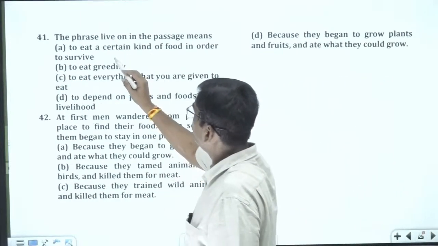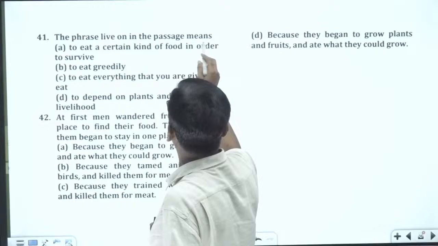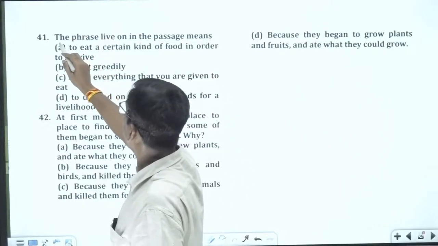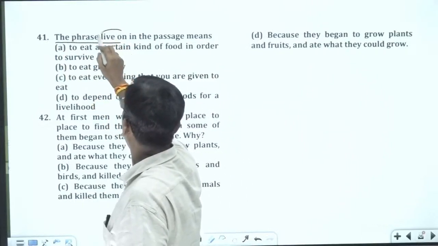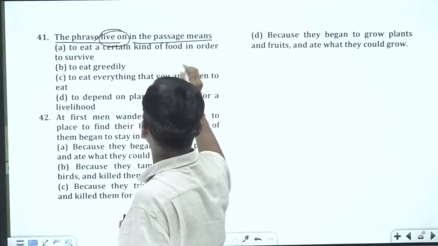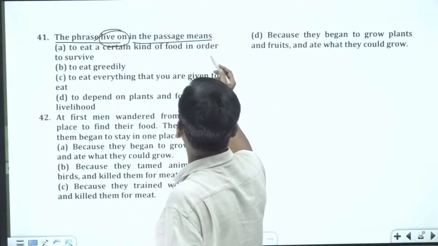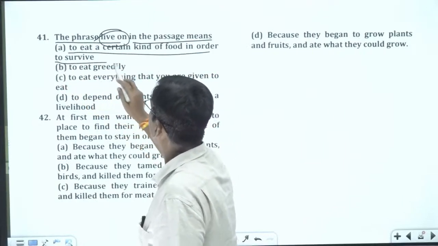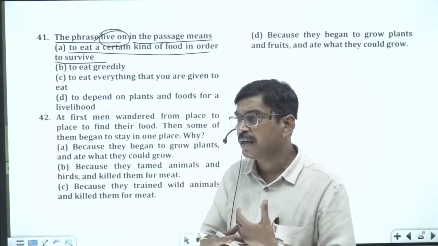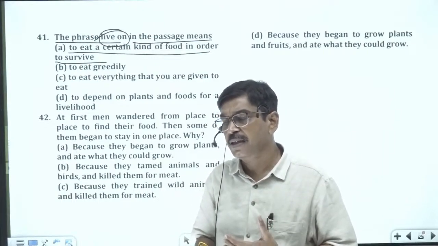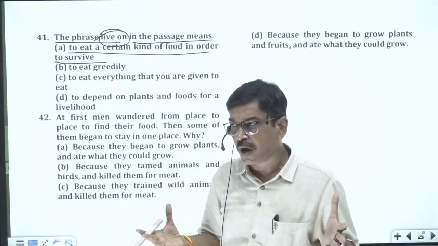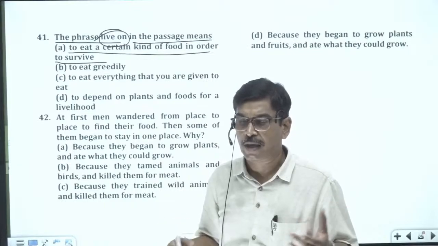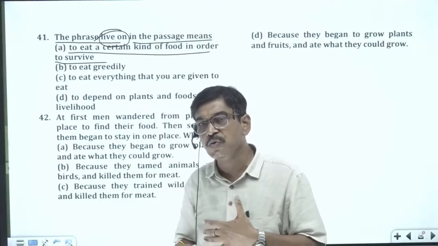Next, the phrase "live on" in the passage means... This is a phrase in the passage, live on. In the passage it means to eat a certain kind of food in order to survive. This is a very easy answer. To live on means क्या है? अपना जीवन निर्वाह करना किसी तरह. अब आपके पास कोई चॉइस नहीं है, no choice. In that way you have to survive.